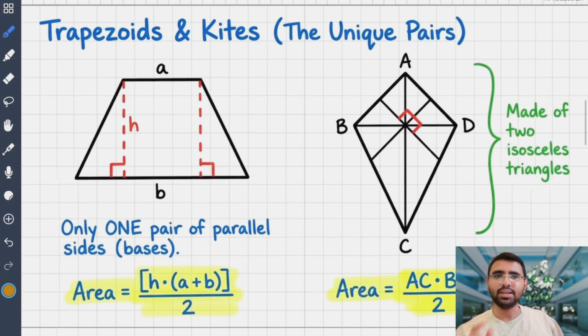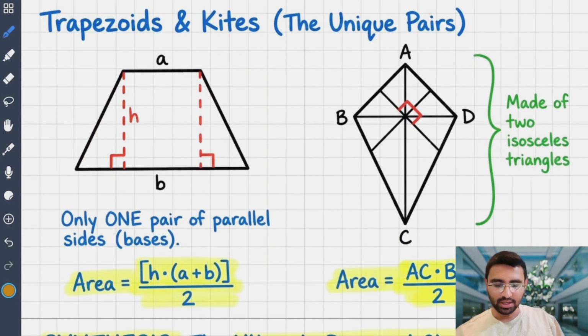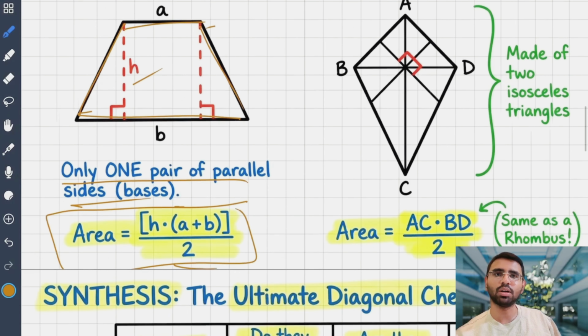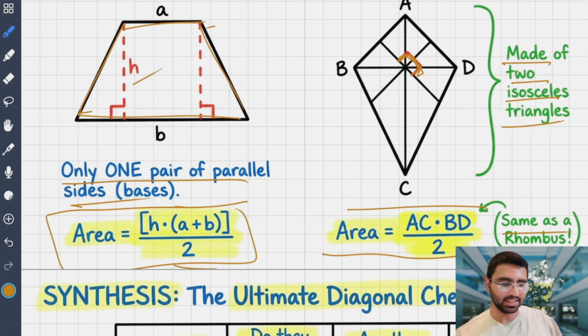Coming to the trapezoid and kite. The trapezoid has two sides parallel to each other and two sides that are not parallel. This is the H, and there is only one pair of parallel sides, that is the base. So area is H into A plus B divided by 2. This is the area of the trapezoid. And the kite, this is 180 degrees, so it is made up of two isosceles triangles. The area is the same as the rhombus, AC into BD divided by 2.